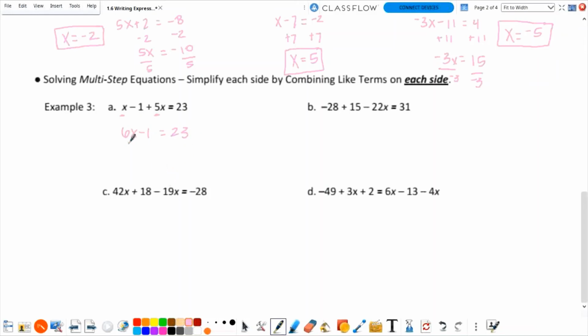And now we're going to solve for x. We're going to add 1 to both sides. 6x equals 24. And then to get x alone, we divide by 6. So 24 divided by 6, x equals 4.